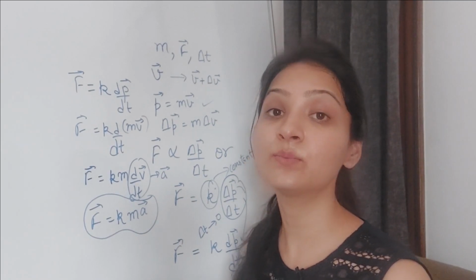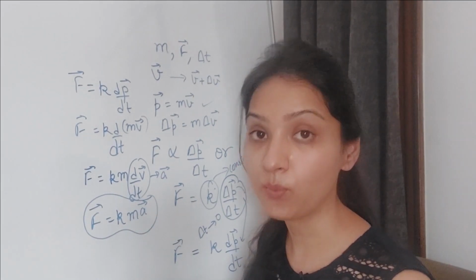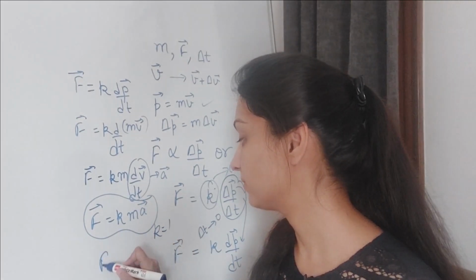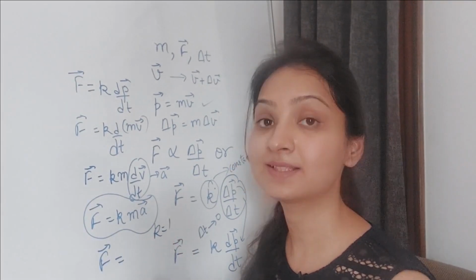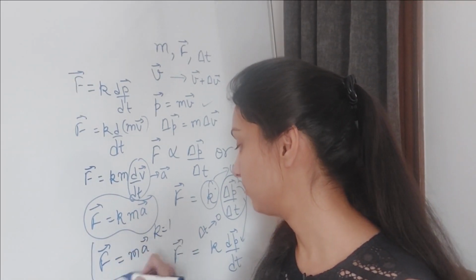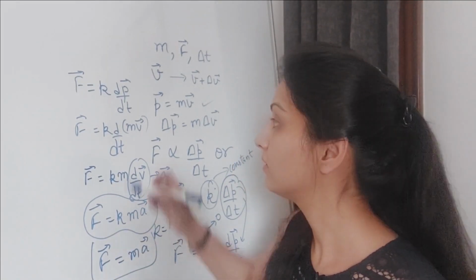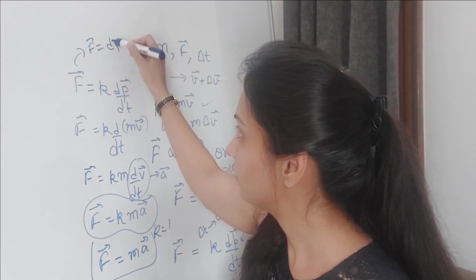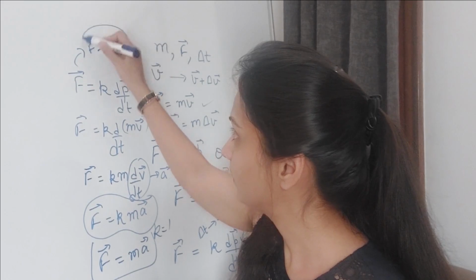For simplicity, we choose this k equal to 1, and on choosing this k equal to 1, we have this basic equation for the Newton's second law of motion, which states that force is equal to mass into acceleration, or force is equal to rate of change of momentum.